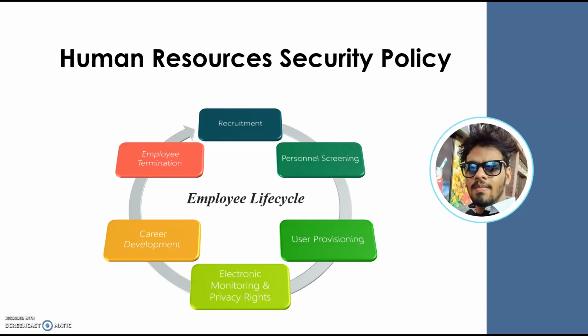Electronic monitoring and privacy rights. The company has to monitor its own information such as email, voice, text, and messaging environment. Employees' and candidates' information needs to be protected as per the privacy policy. Career development: users will be trained to use departmental systems appropriate to their specific duties to ensure the CIA of information is safeguarded. Employee termination: upon the termination of the relationship between the company and an employee, all access to facilities and information resources shall cease.